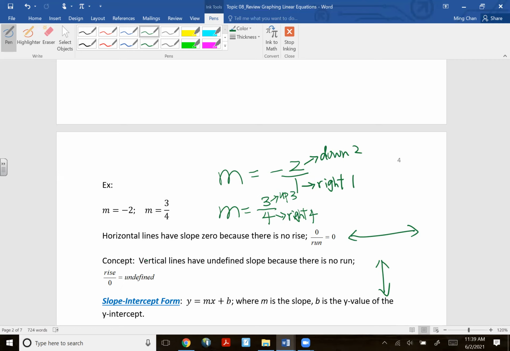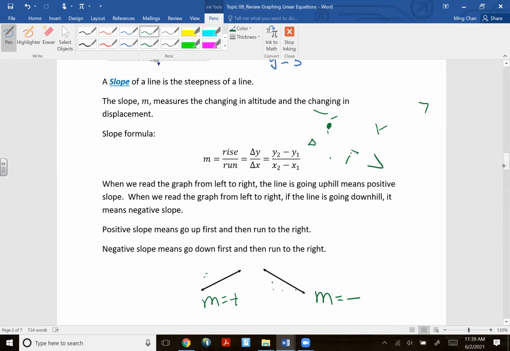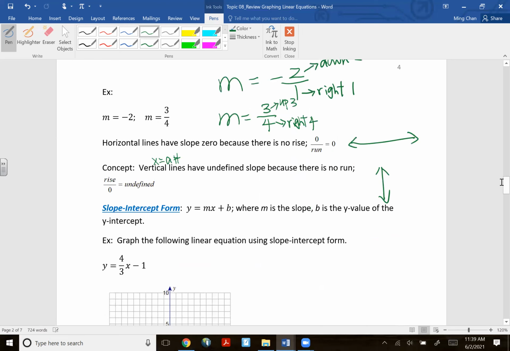A vertical line has an equation that says x equal to a number. In vertical lines, all the x values are the same. Horizontal lines have the equation y equal to a number. It has slope that is 0. And all the y values are the same on the horizontal line.